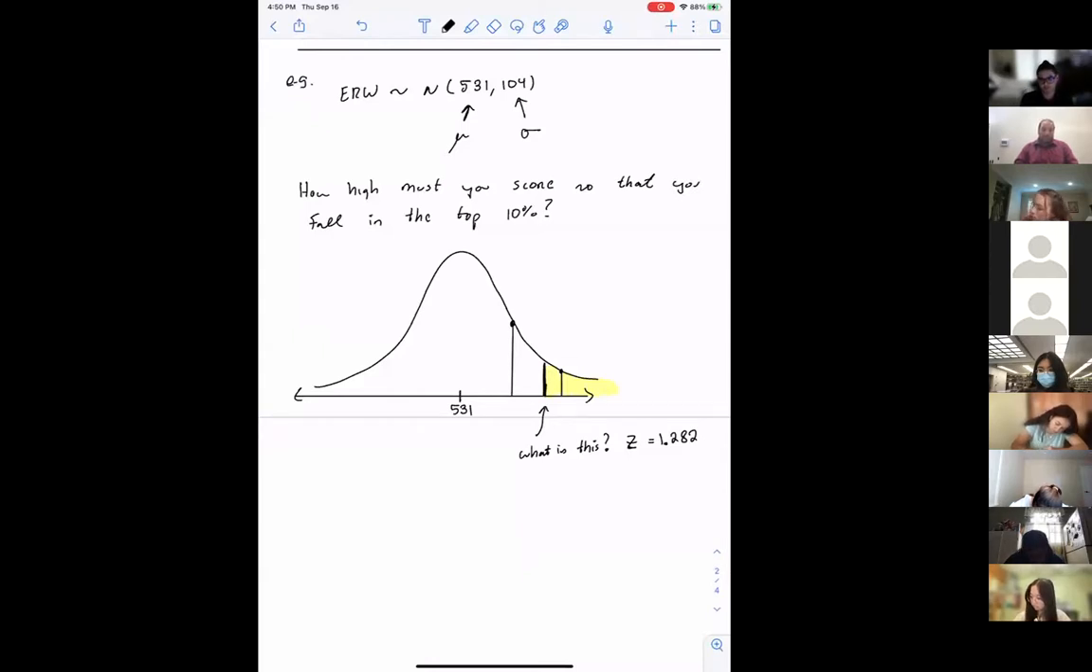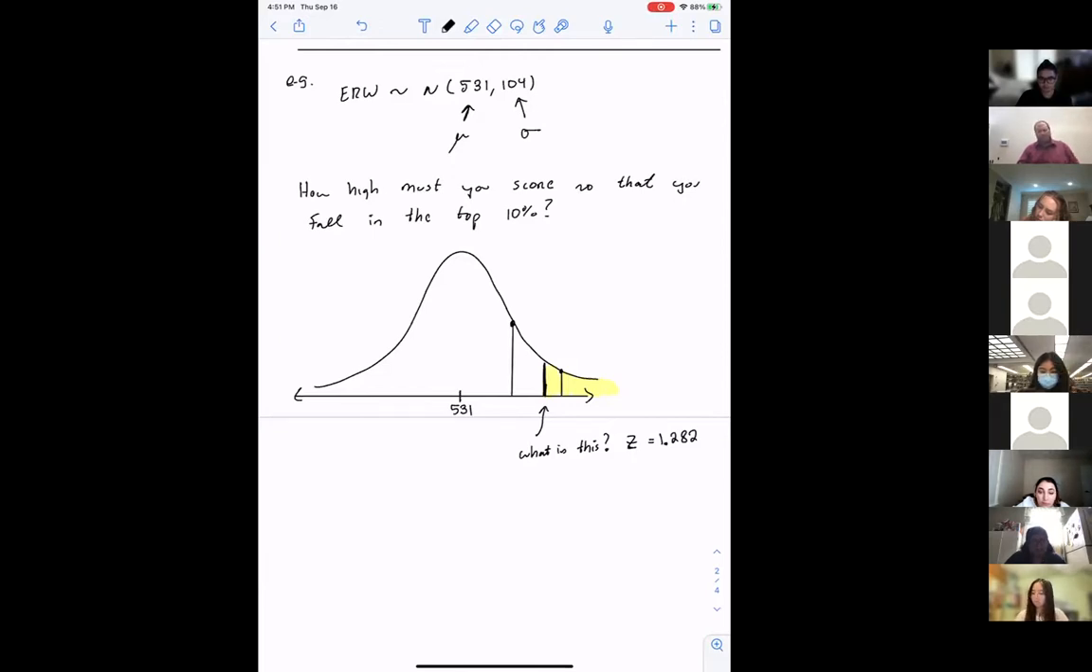But that's not the score that I need to pass in the top 10%. Obviously not. The mean is 531. If you score a 1.282, you're not scoring very well. So what do we have right now? We have the z-score, but we don't actually have my data. How can I go from knowing the z-score to figuring out my data? You just rearrange the formula. Which formula again?